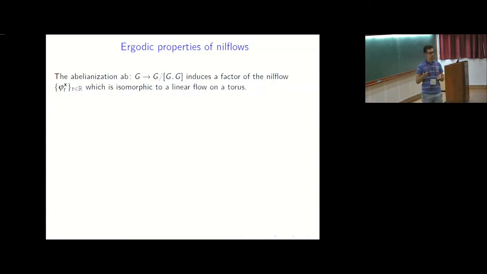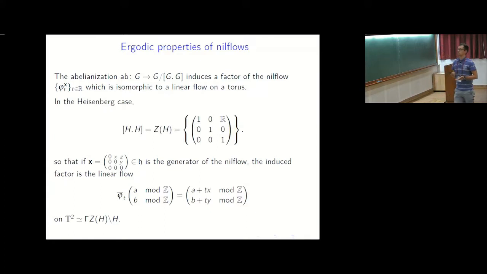So for example, in the case of the Heisenberg group we've seen before, the derived subgroup is just the center of the nilpotent group, which is just this one-dimensional subgroup, so that when you quotient by this one-dimensional subgroup, essentially you are left with these two coordinates. And if this is the generator of your Nilflow, you're killing whatever was happening in this component, and what you see is just a linear flow in direction (x, y). And the quotient manifold in this case is actually just isomorphic to the standard torus.